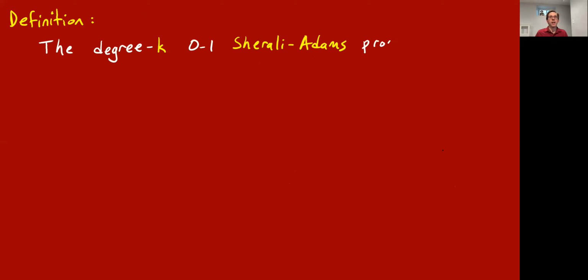Okay, so now I'm going to get more precise about things and make a proper definition. So I'm going to define for you a proof system. Well, I'm not going to define what a proof system means, but you'll get the gist. And this particular proof system, for historical reasons, is called the degree k 0-1 Sherali-Adams proof system, due to two people called Sherali and Adams. And there's one for each value k, actually. You think of k as a parameter, you get different proof systems.